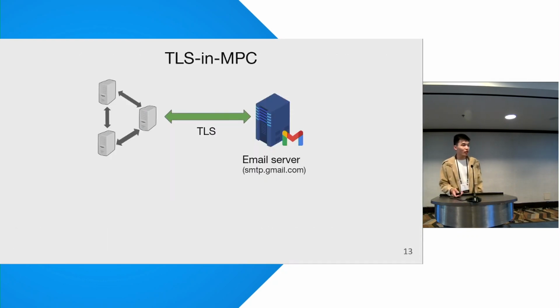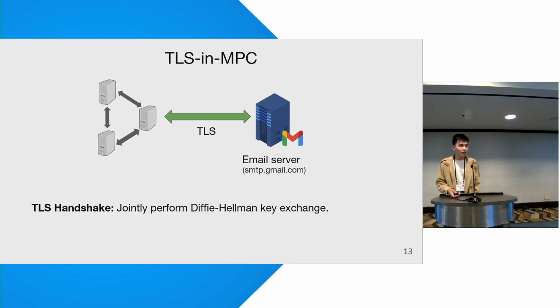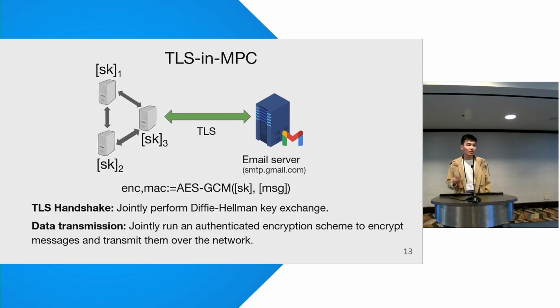One core building block in enabling our construction is the TLS and MPC protocol, which we will go over at a high level. At first, the servers will engage in the TLS handshake protocol, where they jointly perform Diffie-Hellman key exchange with the email server. In the end, they will obtain a secret share of the secret key, which is used during the data transmission phase. Then during the data transmission phase, the servers would jointly run an authenticated encryption scheme to encrypt these messages and transmit them over the network. They will run this encryption scheme in MPC with the secret shared key and messages.